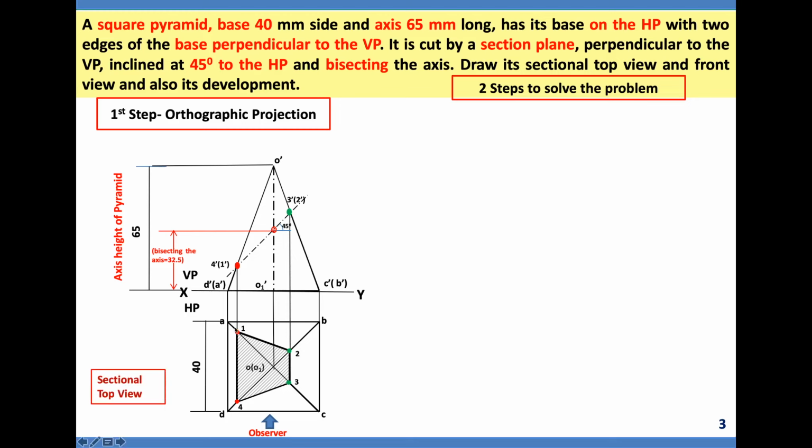You can see from the base to the red point, from the base to the green point, the lines are made thick, and the base line. So this is called the sectional front view.